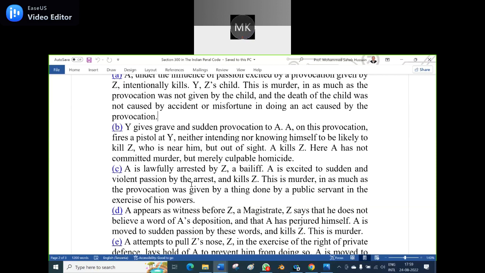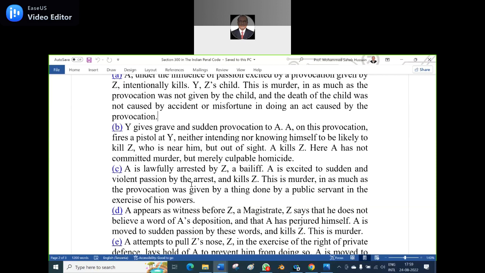Why? Because he does not have any intention to kill Z, number one. Number two, Y gave a grave provocation and he actually wants to kill Y, but Y escaped by chance. Behind Y, Z may be standing over there.